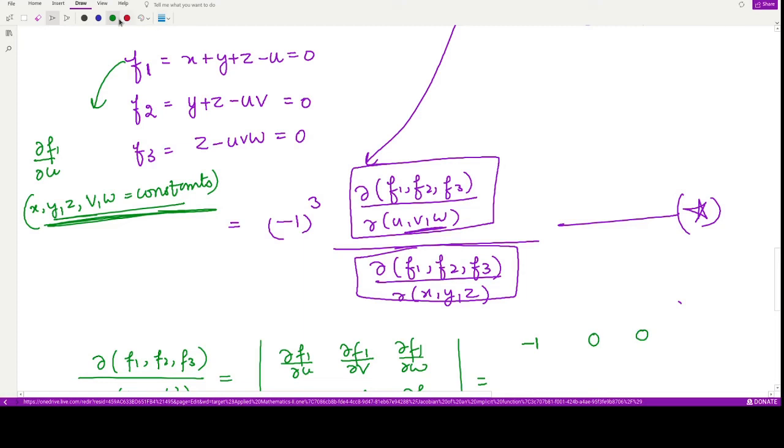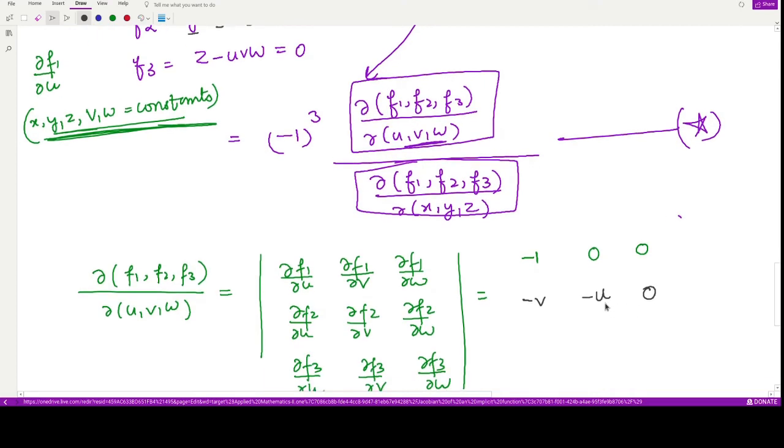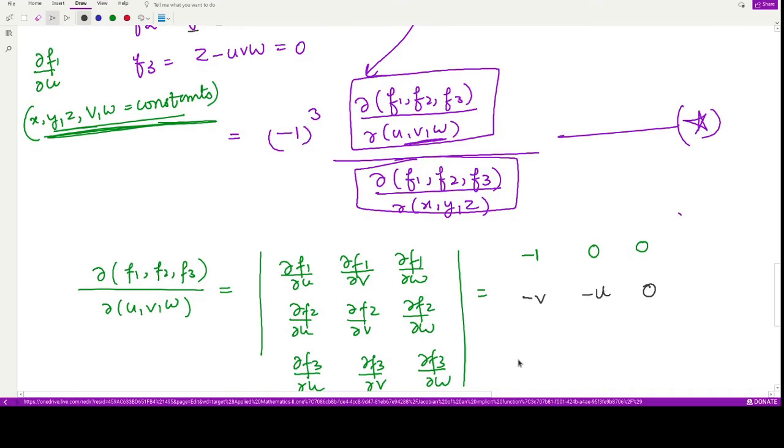And for the second case, when you have f2 as a function of y, z, u and v, its partial derivative with respect to u would be equal to minus v. With respect to v, it would be minus u. And with respect to w, it would be 0. And similarly for the third function, it would be equal to minus vw, minus uw and minus uv. So this determinant we have to compute.